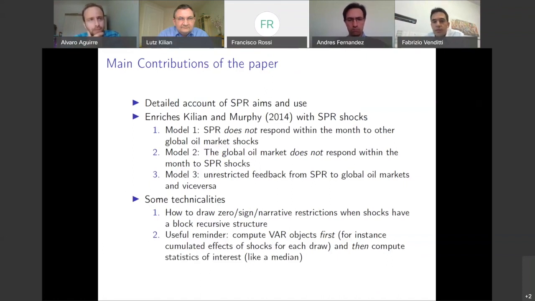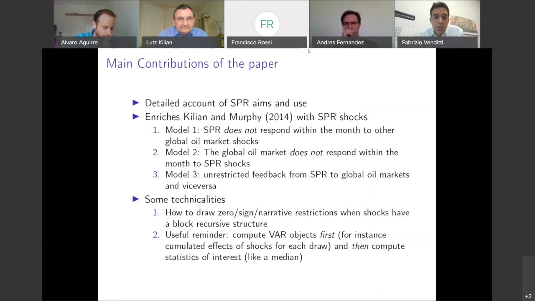So the main contributions of the paper: one great contribution at the very beginning I will mention is the fact that there is a detailed account of SPR aims and use. Before reading the paper, I didn't know much about it, and it's good that there is now a paper in the academic literature that explains exactly what SPR is and how it is used and how it works. From a technical point of view, the workhorse model behind this work is the Murphy 2014 model, which is enriched with the SPR shocks.